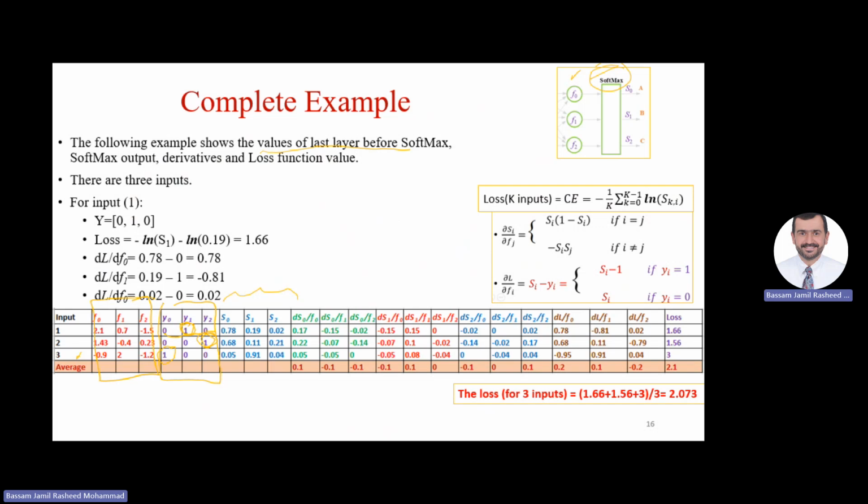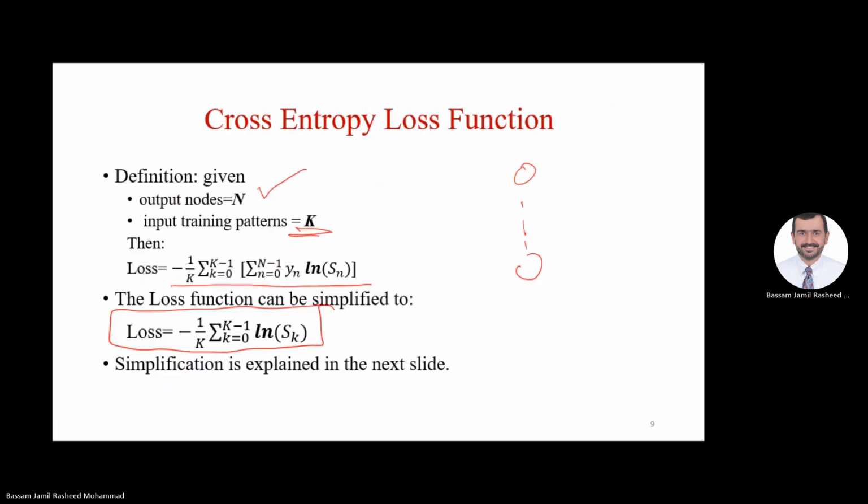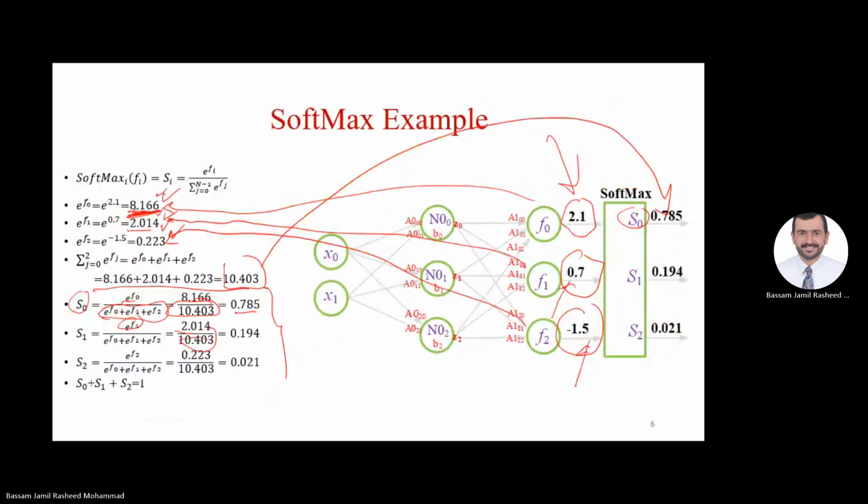Without any derivations. Any idea? Yeah. Like this, we have the F values. We take the exponent of every F value. That's the denominator. Then for every particular S, I divide its e to the power F value over the sum of all the e to the F's. Okay, that gives me the S values. These are the softmax activation layer output.